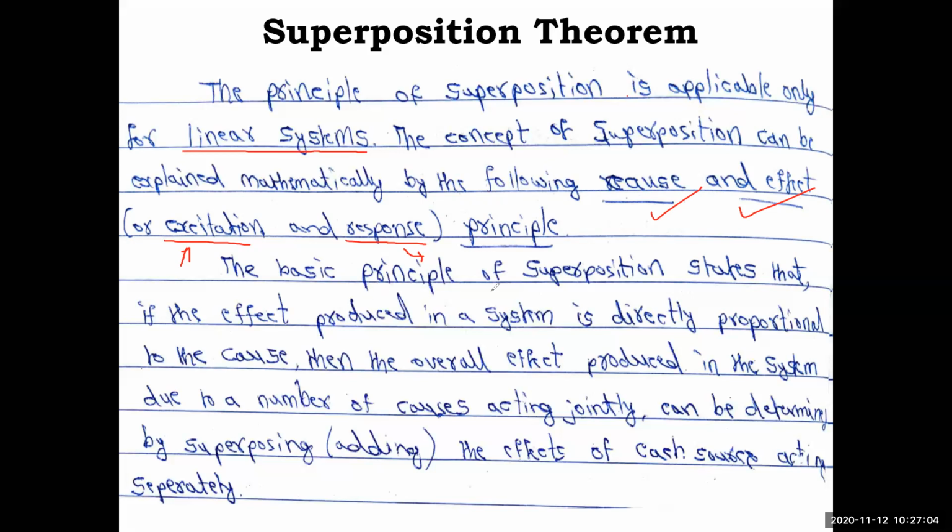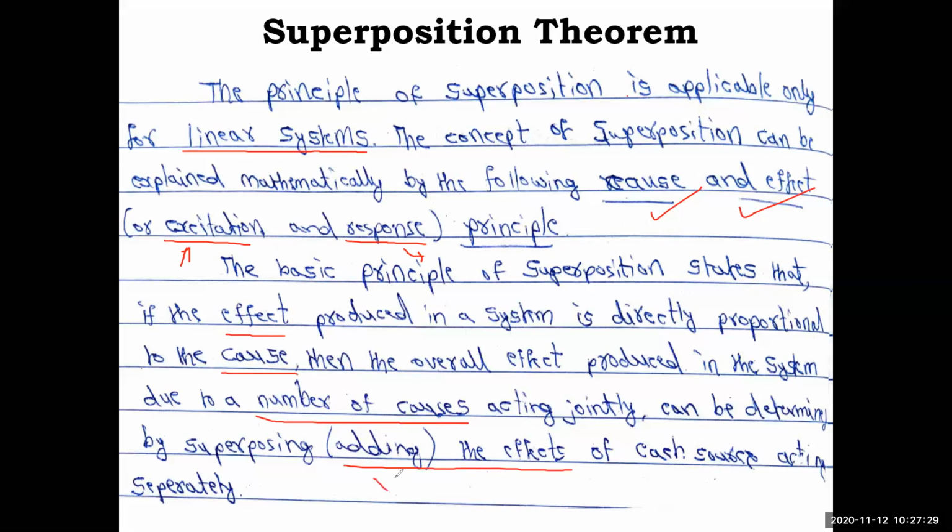The basic principle of superposition states that if the effect produced in a system is directly proportional to the cause, then the overall effect produced in the system due to a number of causes acting jointly can be determined by superposing the effects, adding the effects of each source acting separately.